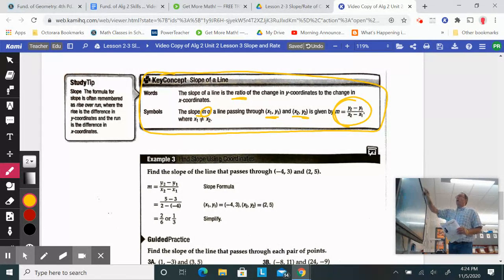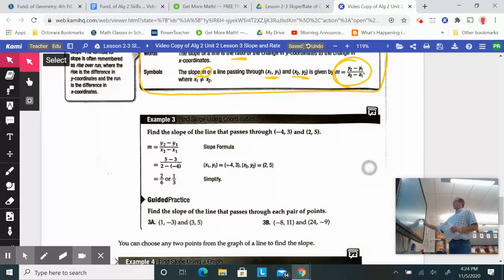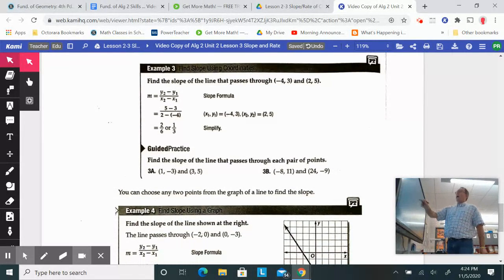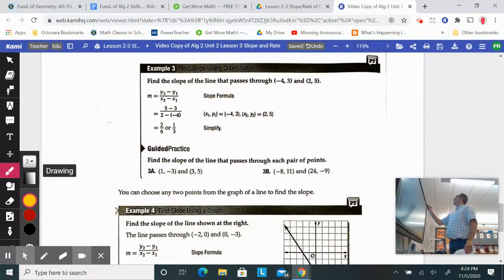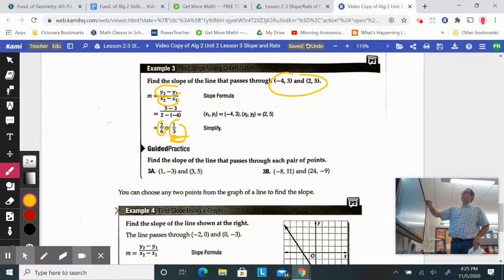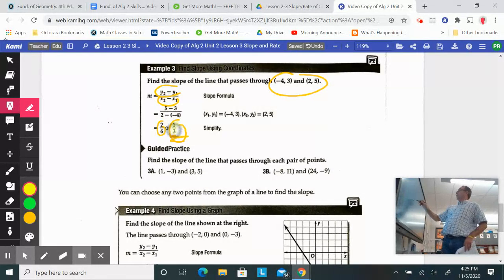And down below, there are a couple examples reviewing how to, if you have ordered pairs, take the change in y's over the change in x's, and you simplify, and your slope would be, in this case, 1/3. So make sure you simplify the final answer. That's always key. So you should be able to take two ordered pairs and find the slope.